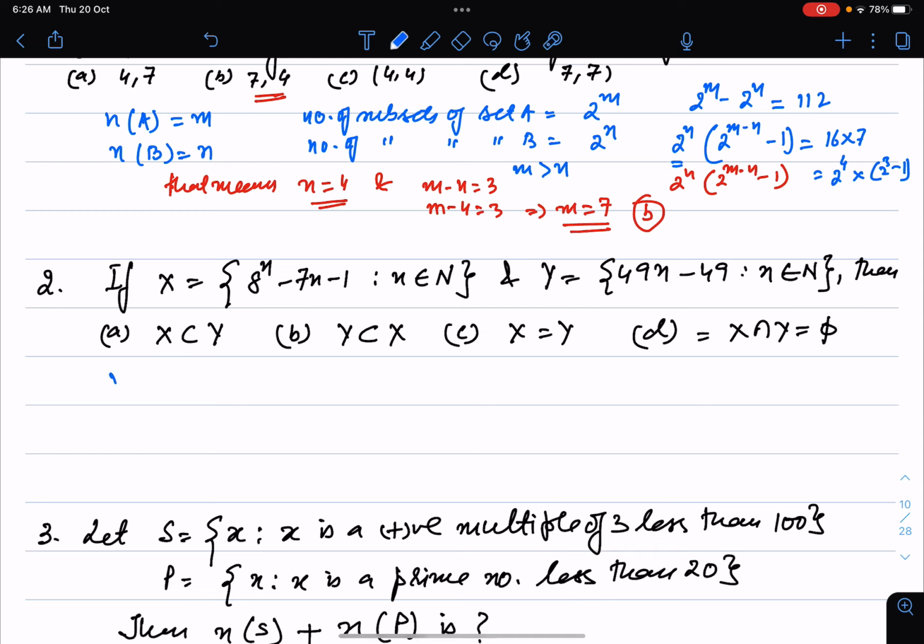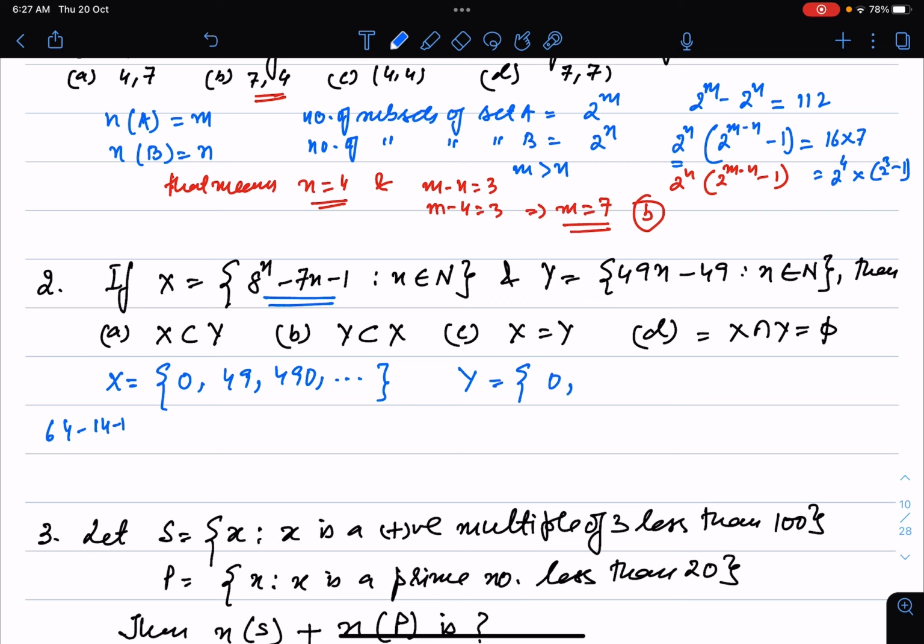To find out, let's first convert it into roster form. We will keep putting the values of n, natural numbers 1, 2, 3, into this formula. If n is 1, it becomes 8 minus 7 minus 1, so it becomes 0. If n is 2, 8 squared is 64, 64 minus 14 minus 1 becomes 49. The next will become 490, putting n equal to 3, and so on. Similarly for Y, put n equal to 1, not 0, because 0 is not a natural number. So it becomes 0.